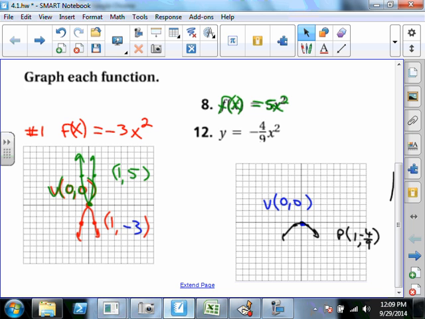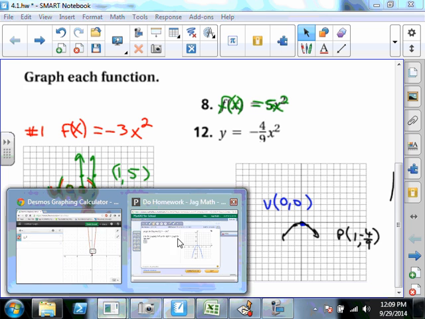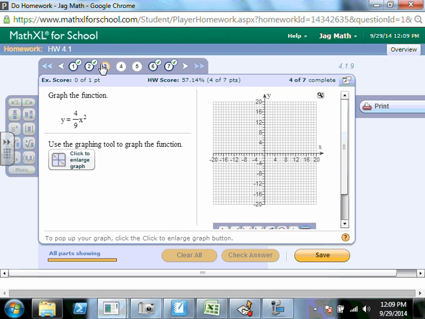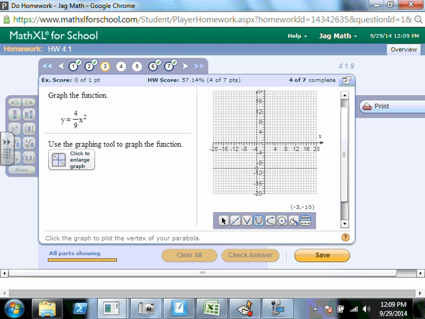But what if we had something like this in Math Excel? Well, we do. Check it out. In Math Excel, in number 3, we're going to have a fraction there. Oh, this is positive 4/9 instead. So where's our vertex? 0, 0.